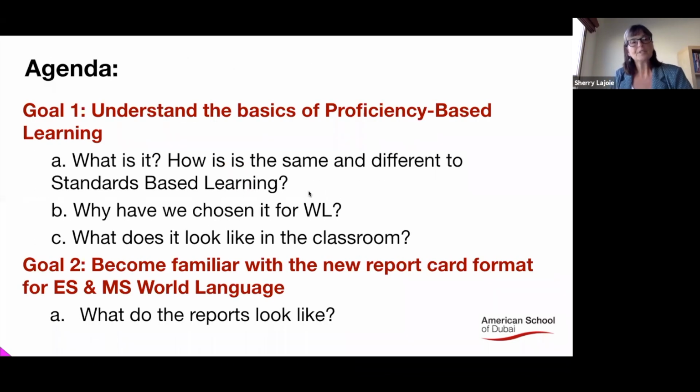So the agenda for today: we have two goals. The first goal is to understand the basics of proficiency-based learning. We'll speak to what it is, why we have chosen it for the World Languages programming, and what it looks like in the classroom. And we'll speak to what the report cards look like. Throughout this webinar, we invite you to post any questions that you have in the Q&A box. Glenn Carlson will monitor the Q&A box and we will take some time at the end of the presentation to respond to any questions that pop up there.